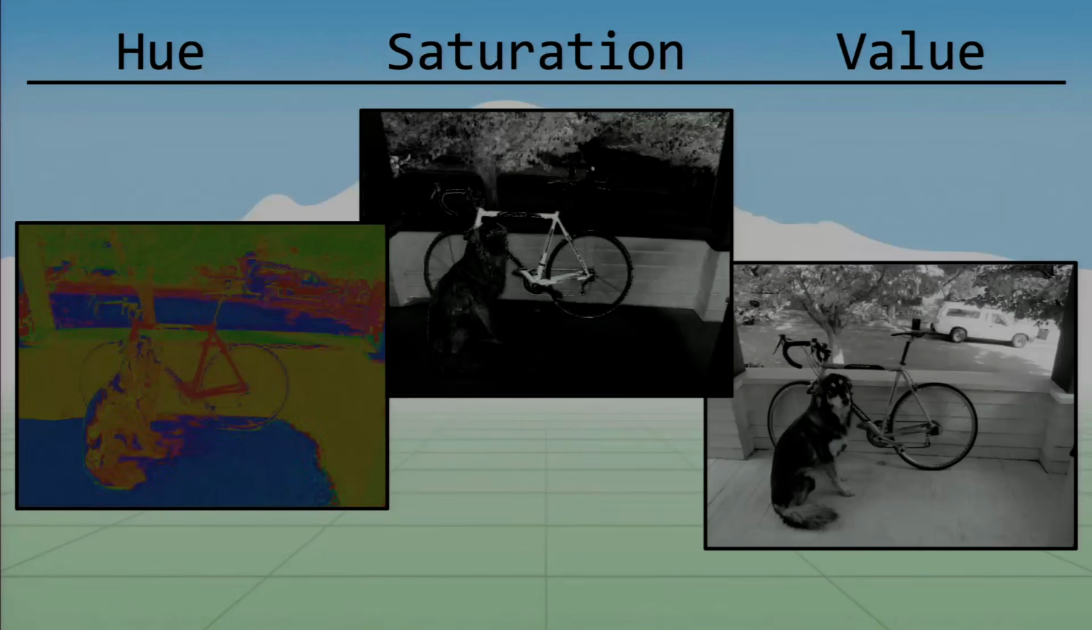So in particular, we have these three things, which are hue, saturation, and value. For the hue in this image, I've taken our hue information and made it all be the same saturation and all be the same value.